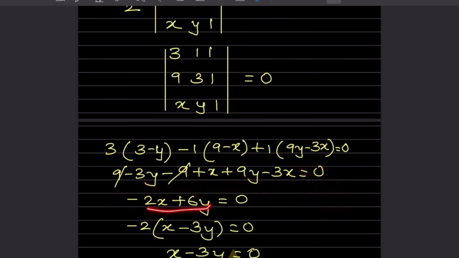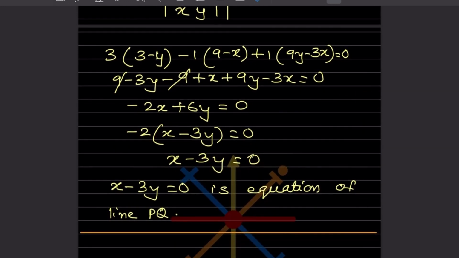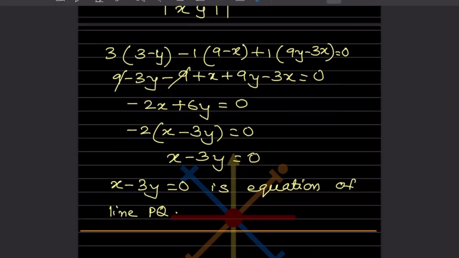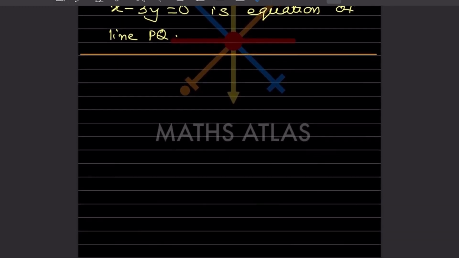So now what we can do here, we can take minus 2 common. This is the first term, this is the second term. So from this one we can take minus 2 common. What remains here? Minus 2x means minus 2 is already taken out, so x. Now this is plus 6y, so minus minus becomes plus. So this will be 6y. Again here, x minus 6y, because 0 divided by minus 2 is going to be 0. So what is the equation here? x minus 3y is equal to 0 is the equation of line PQ.